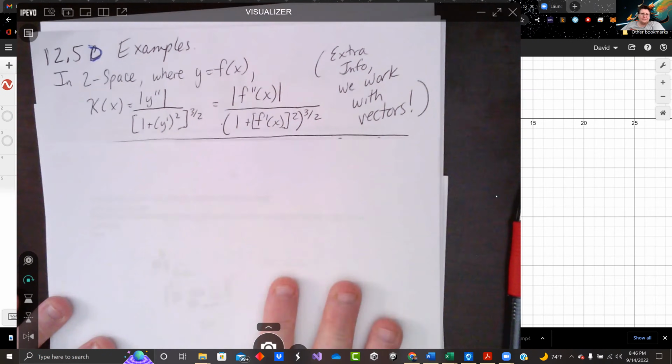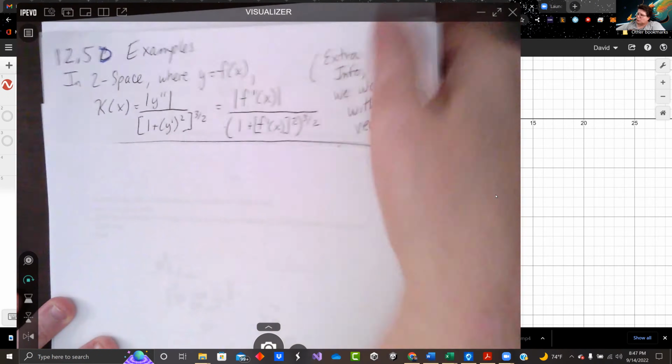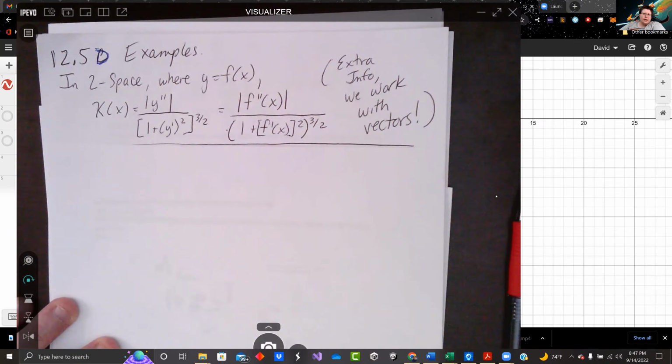I've got a little piece of extra information for you. I'm not going to test you on it. It's just kind of cool to think about what happens with curvature when we don't have vectors.